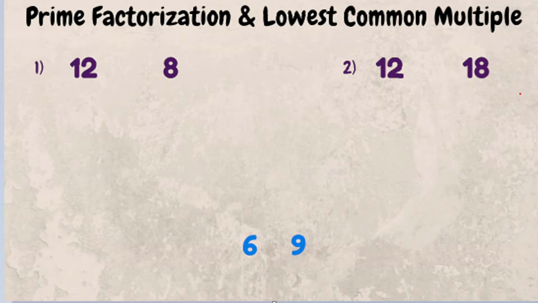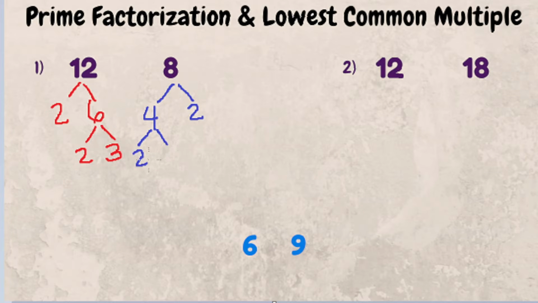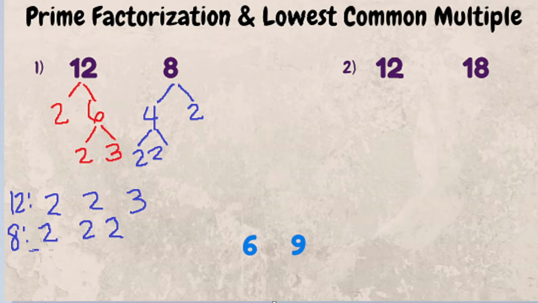So let's see how we can find the least common multiple of 12 and 8. First step is to use a factor tree as normal and find our prime factors. So for 12, we have 2 times 6, which is further broken down into 2 times 3. For 8, we have 4 times 2, which goes down to 2 times 2. So let's make a little table down here. The factors of 12 were 2, 2, and 3. The factors of 8 were 2, 2, 2.